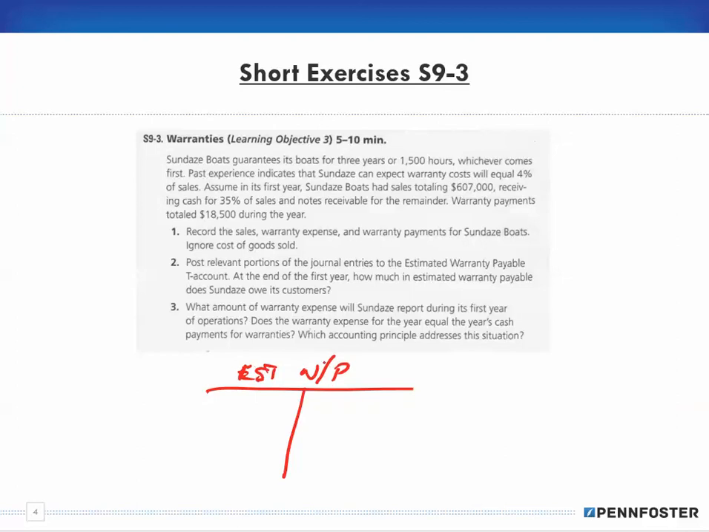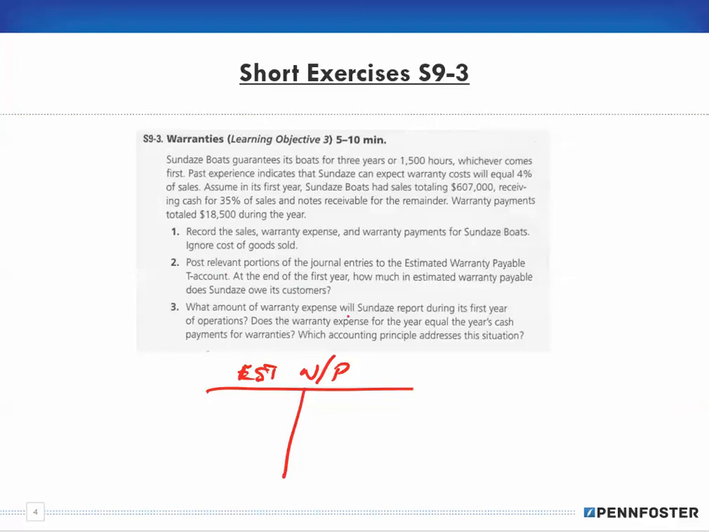Remember, T accounts are a tool. You can use it for a variety of reasons. In this case here, we're using it to just look at the one general ledger account to see what's in that general ledger account. At the end of the first year, how much in estimated warranty payable does Sundays owe to its customers?